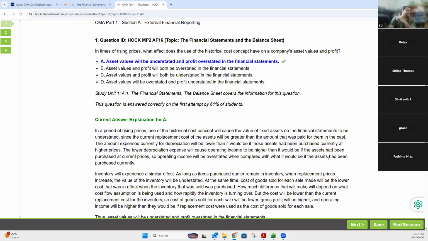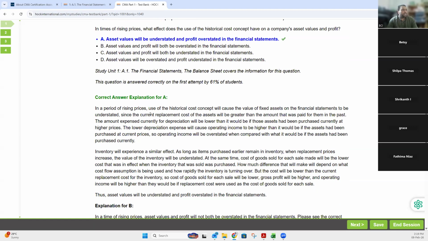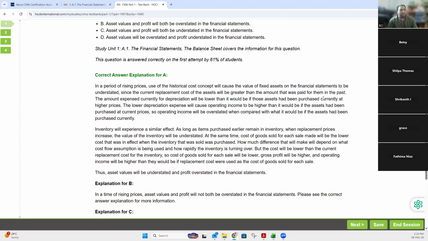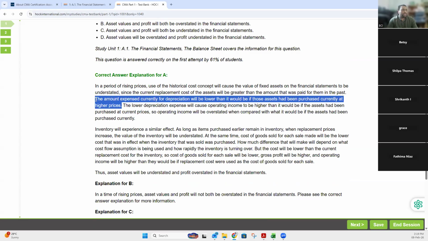So in a period of rising prices, use of the historical cost concept will cause the value of fixed assets on the financial statements to be understated, since the current replacement cost of the asset will be greater than the amount that was paid for them in the past. The amount expensed currently for depreciation will be lower than it would be if those assets had been purchased currently at higher prices. Got it, Betsy? It's not about the sales.